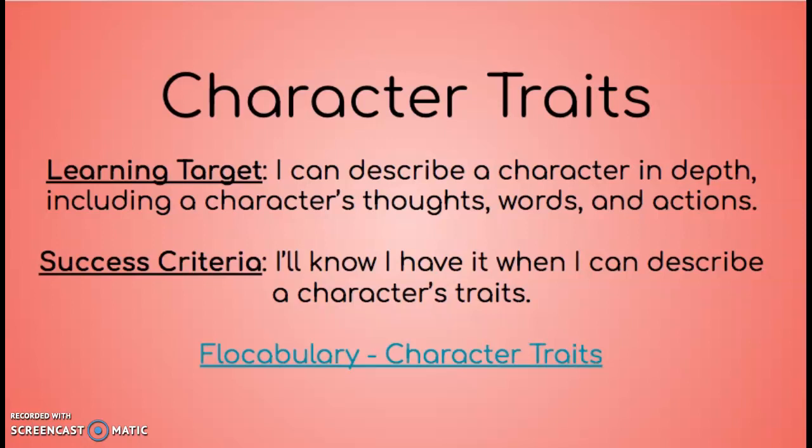Last week we learned about story elements: problem, solution, plot, setting, and characters. So today we're going to dive deeper into characters and talk about character traits and character motivations, and how characters play an important role in every story. Our learning target for this PowerPoint is that I can describe a character in depth, including a character's thoughts, words, and actions. The success criteria is I'll know I have it when I can describe a character's traits.